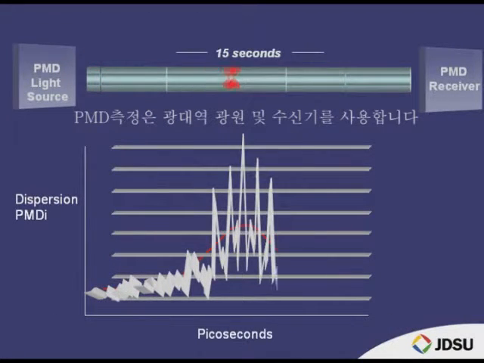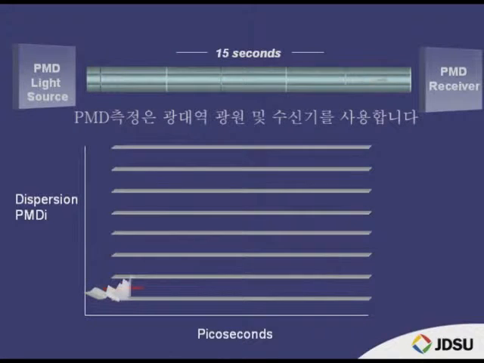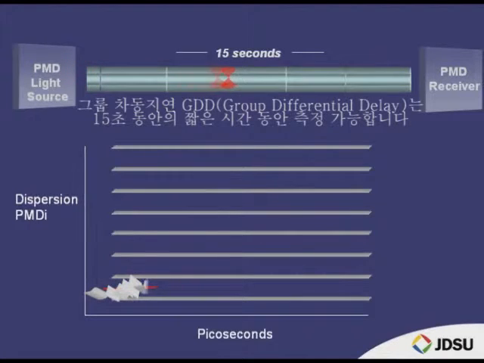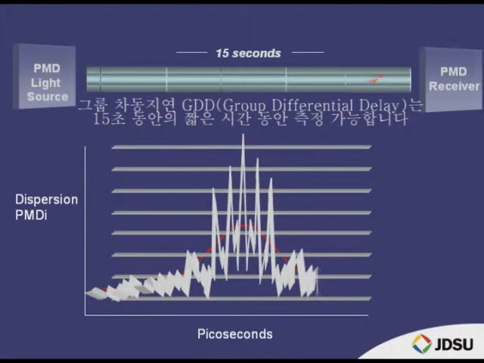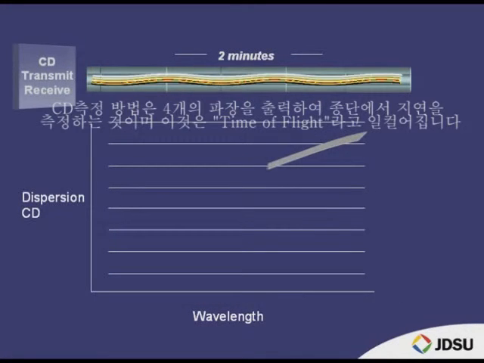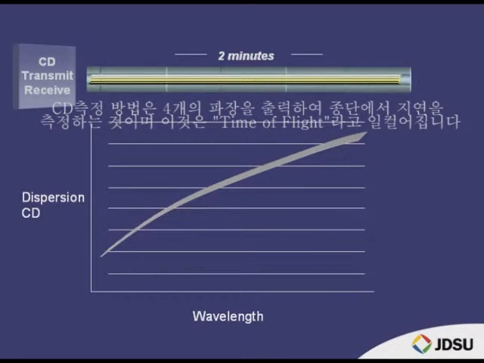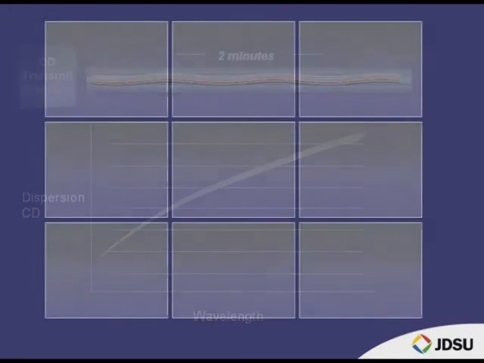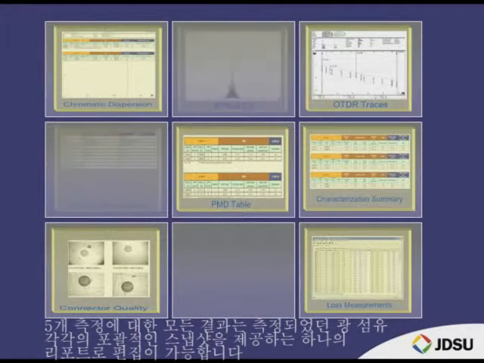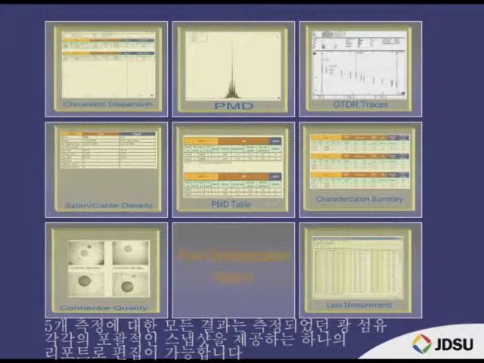The PMD test utilizes a broadband light source and a receiver. Group differential delay can be measured over a short time period of 15 seconds. And finally, chromatic dispersion. One method of testing CD is to output 4 wavelengths of light and measure the delay at the far end. This is referred to as time of flight. All the results from the 5 individual tests can be compiled into a report that provides a comprehensive snapshot of each individual fiber that was tested.